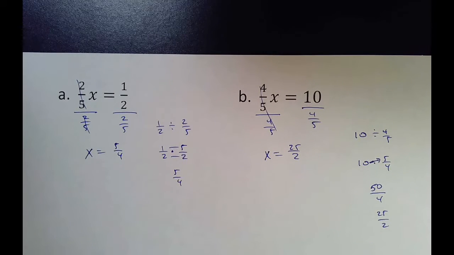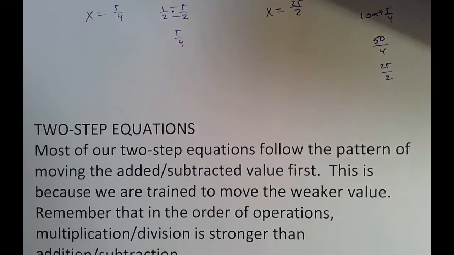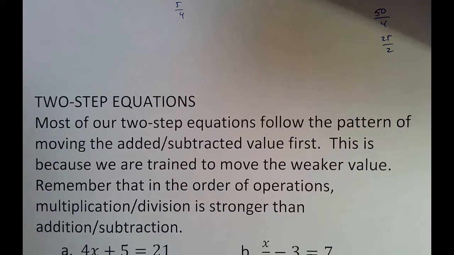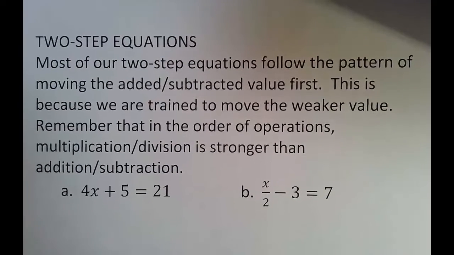But again, it's what you got to look out for all quarter, all semester, because if you're not using calculators, now you got to think a little bit, and you got to make sure you keep checking every single fraction to make sure that it cannot be reduced. But outside of that, that's really the only stuff that you have to worry about that's weird, I think. We'll see. Two-step equations. Most of our two-step equations follow the pattern of moving the added or subtracted value first. I think we talked about that last semester.